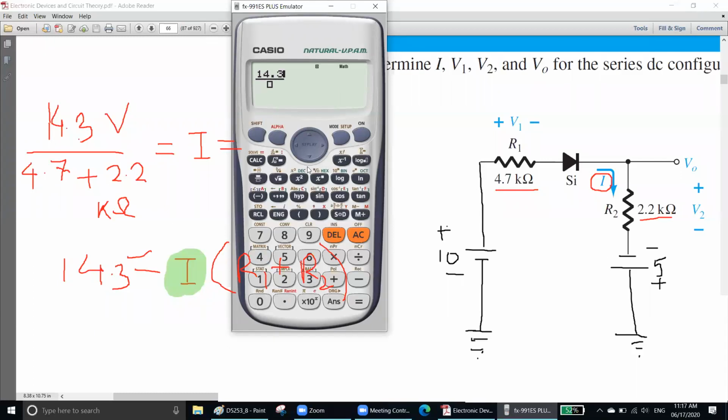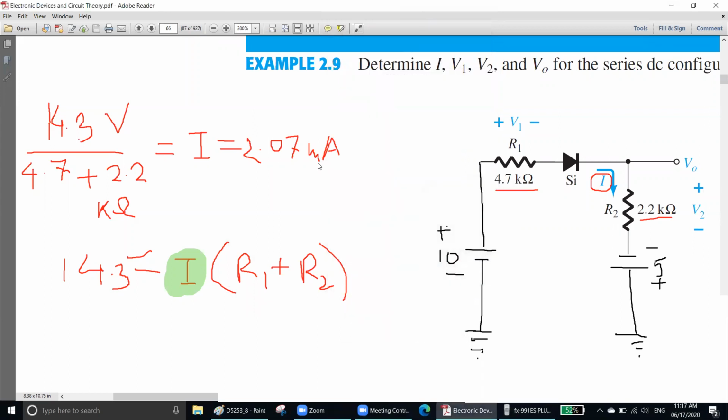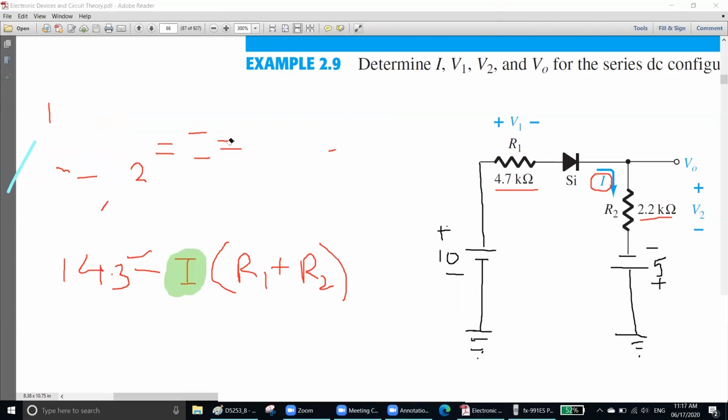14.3 divided by 4.7 plus 2.2 kilo, remember. So the answer will be 2.07. 2.07, right? Let's write it. So answer is 2.07 milli. That is the answer, 2.07 milliampere. So we got the value of I already, right? So let's erase everything from there.